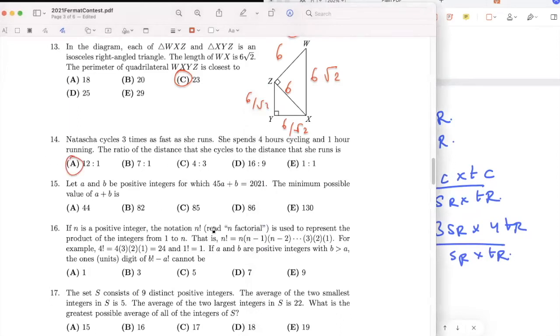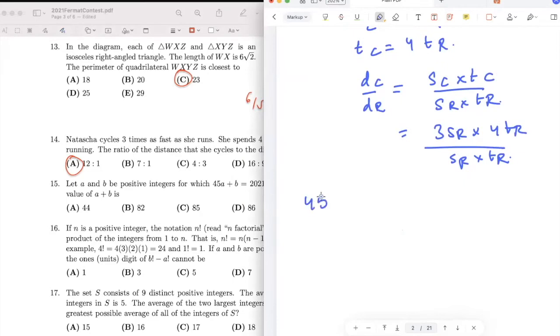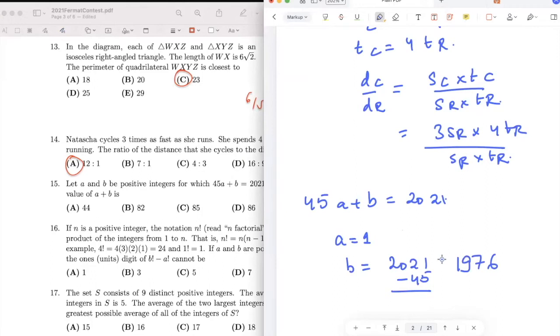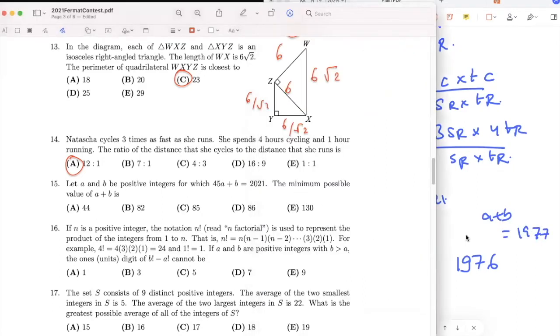Okay, let A and B be positive integers for which 45A plus B is 2021, the minimum possible value of A plus B. Okay, so 45A plus B is 2021, right? Let's say I take A as 1, then B will be 2021 minus 45. So that's 1976. So A plus B here would be 1977. Now I need to find the minimum possible value.